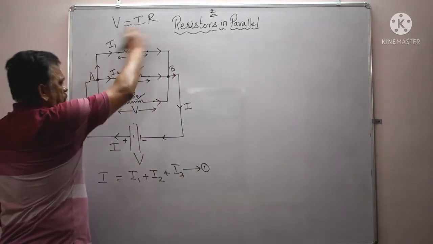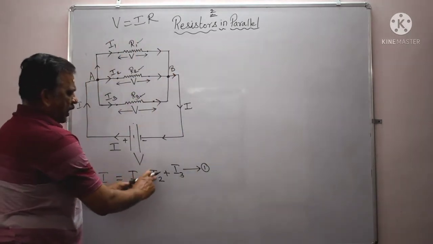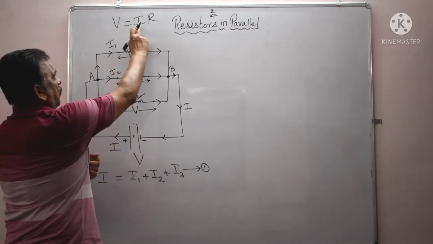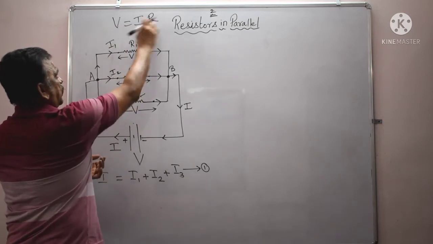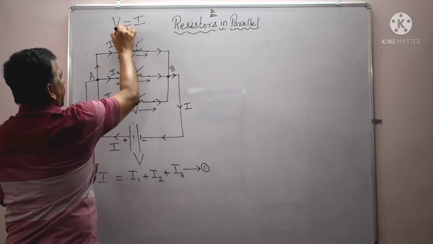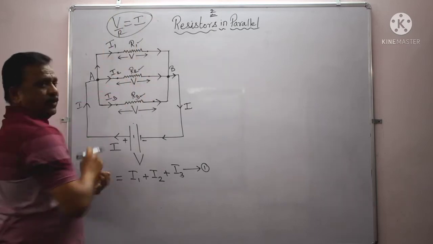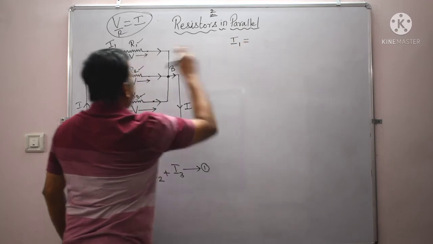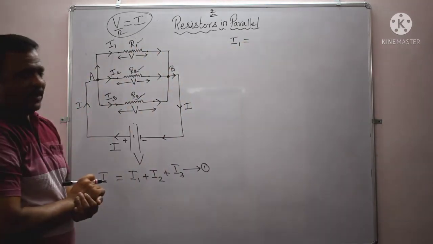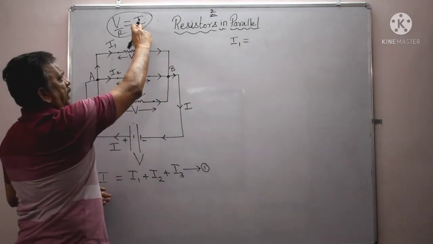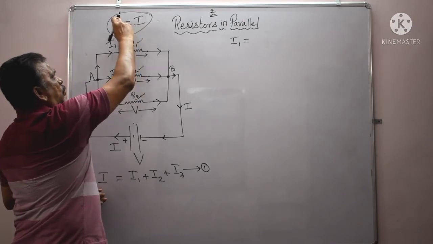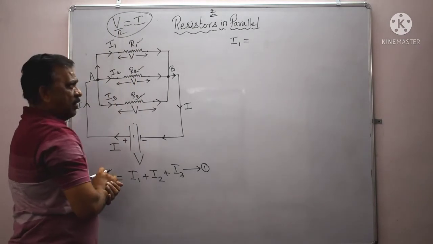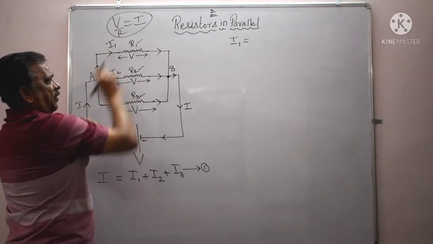Right. So using Ohm's law, I will be writing I1, I2 and I3 in terms of R1, R2 and R3. So V is equal to I into R. Therefore I is equal to, rearranging this, V by R. Right. So I1. What is I1? It's the current flowing through the first resistor. So current flowing through a component is equal to the voltage across the component divided by the resistance of the component, isn't it?